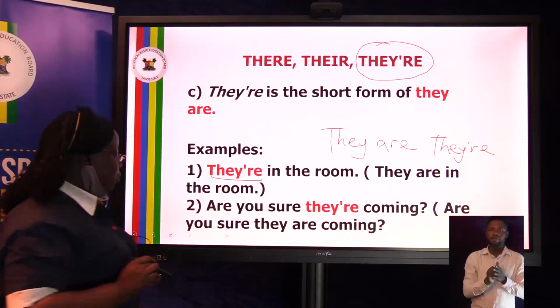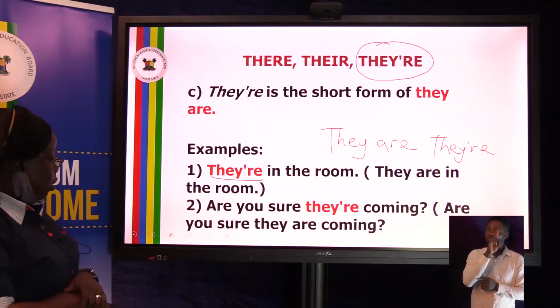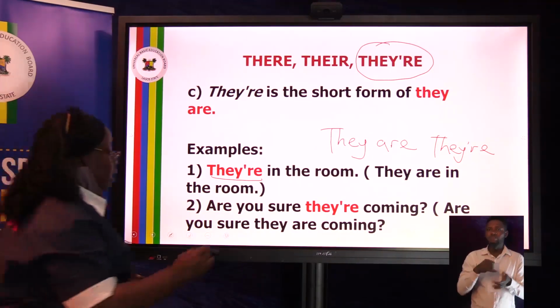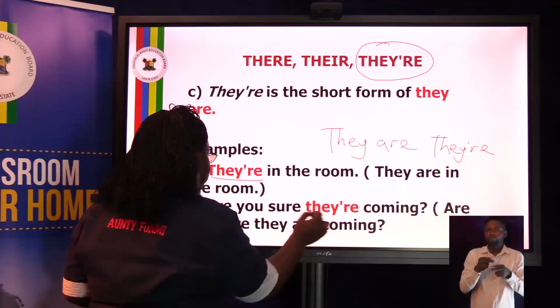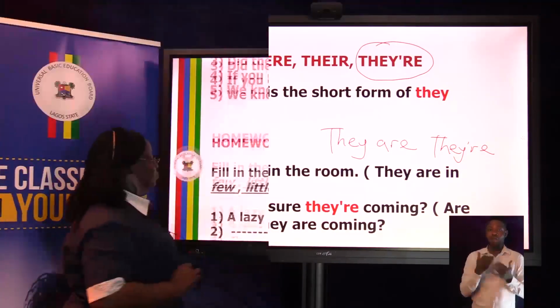The second example, are you sure they're coming? Are you sure they are coming? It is a shortened form of they are. Are you sure they're coming?